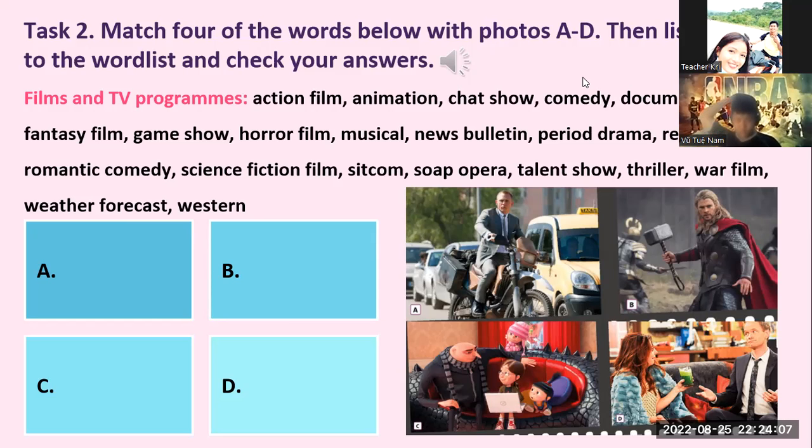Now, can you classify what kind of movie this is? Picture A to D. Picture A, I think it's action film. Okay, action film. All right, so picture A is action film. How about letter B? Picture B, I think is action. No, it's science fiction film.